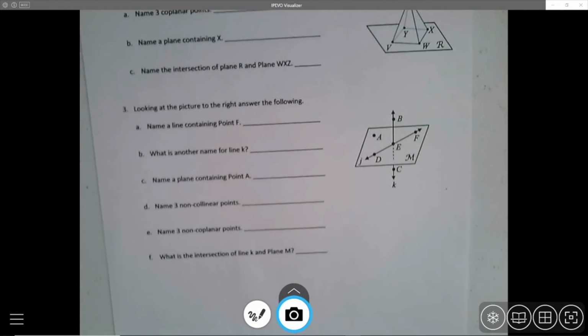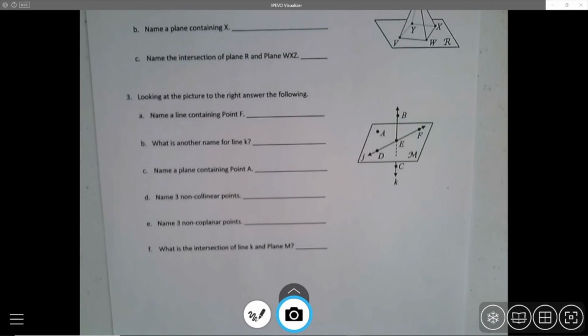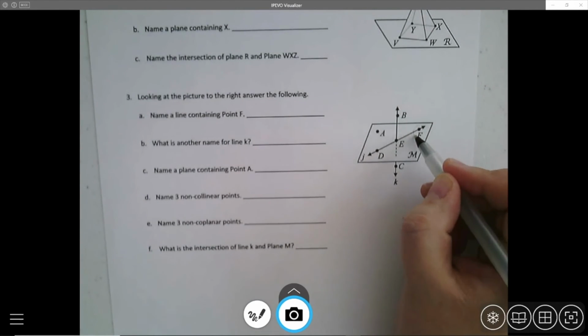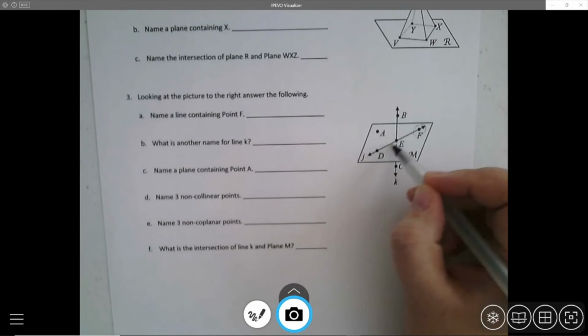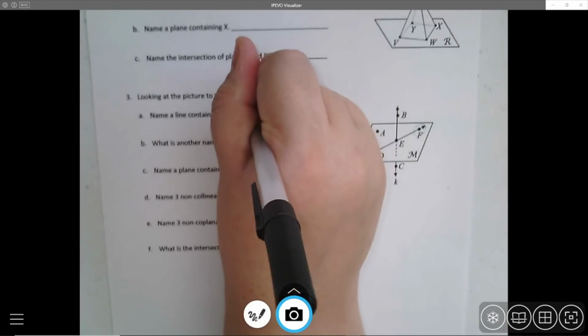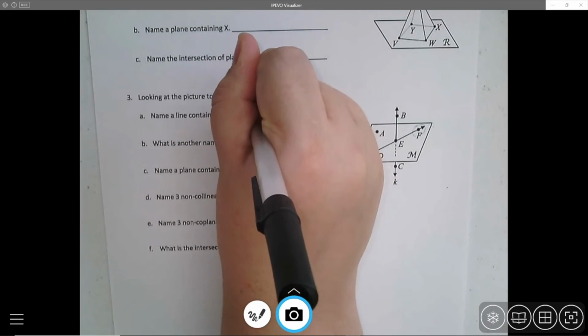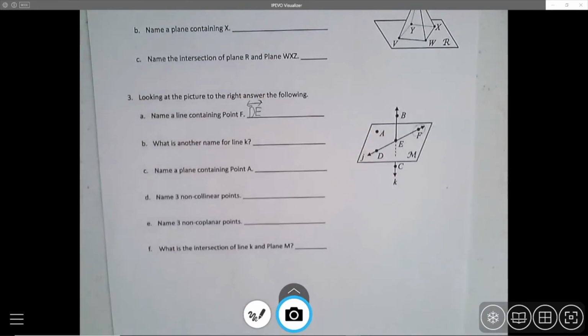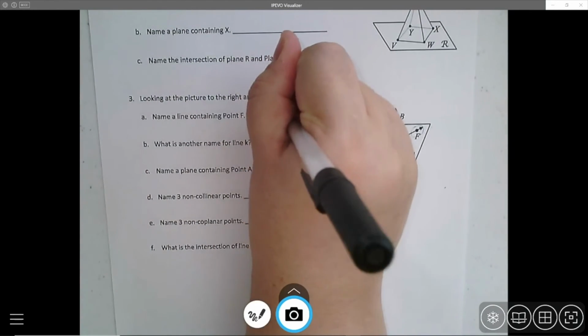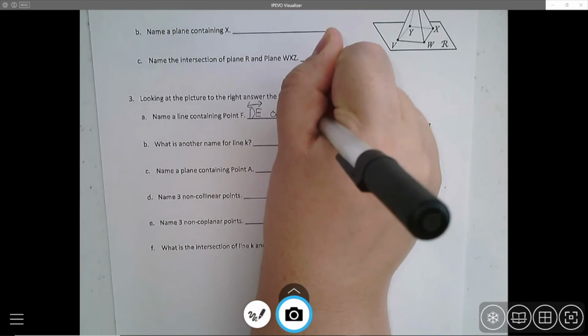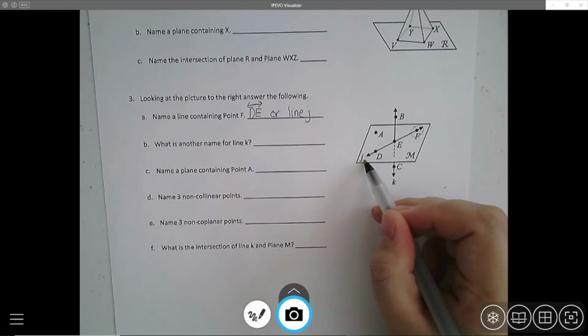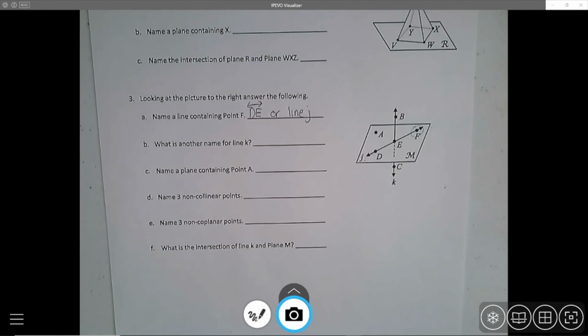Okay, so let's look here at this question. Name a line containing point F. Here is F. It is only on this line right here. I can name that DE, 2 points on it with the line symbol. Or I can name this line J. That is my script letter.